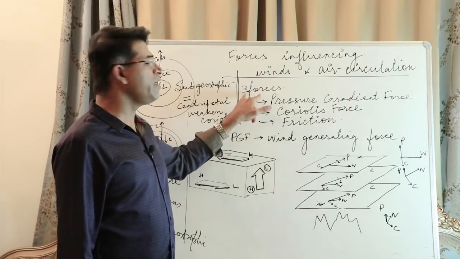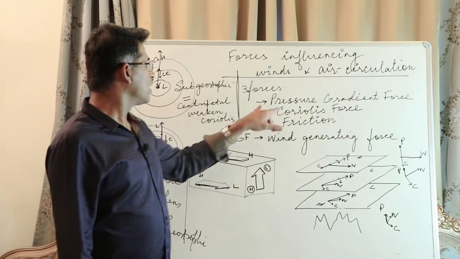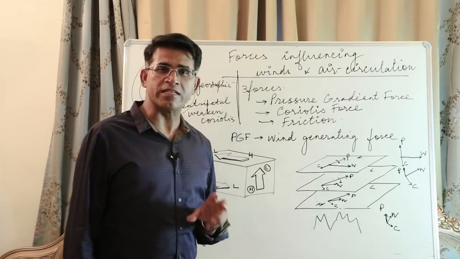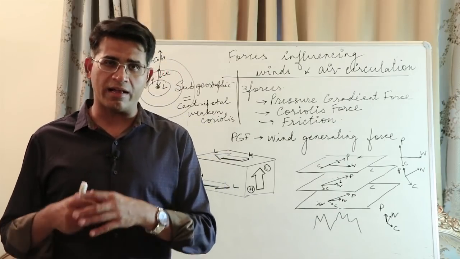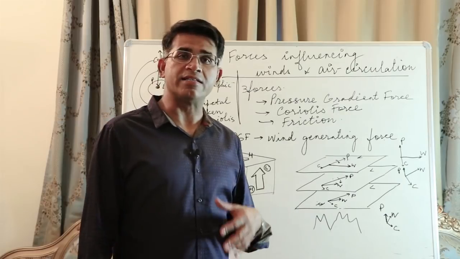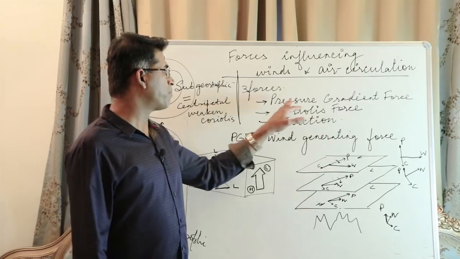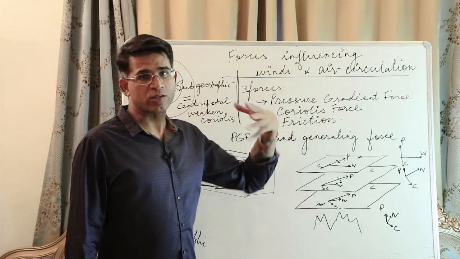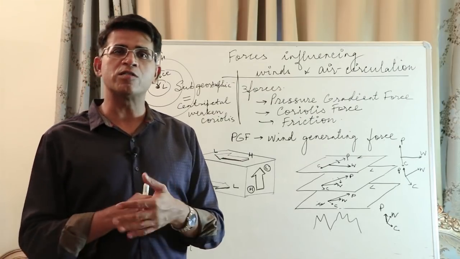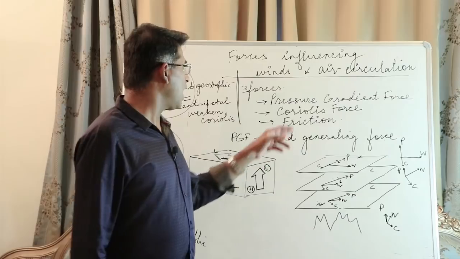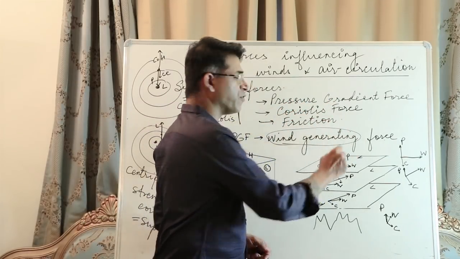Now, there are three fundamental forces that act to create winds and to modify winds. The pressure gradient force, which is essentially the difference of pressure. Some area has more air, as in more pressure. Another area has less air, so less pressure. The difference between the two is called the pressure gradient force. It's also referred to as the barometric slope force, the slope because of the difference of the barometric readings. And the pressure gradient force is the primary wind generating force.